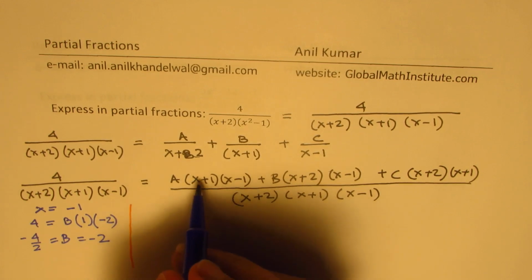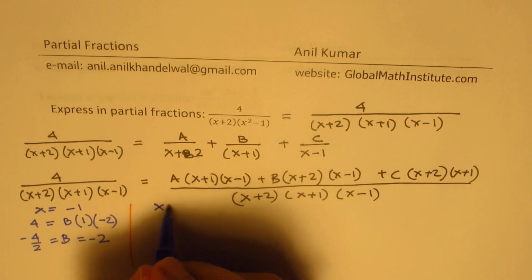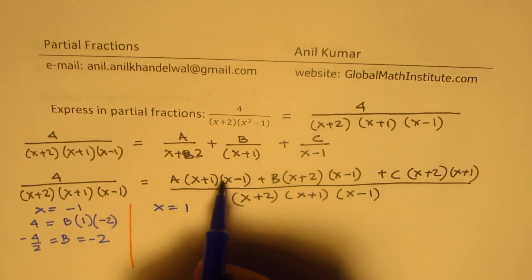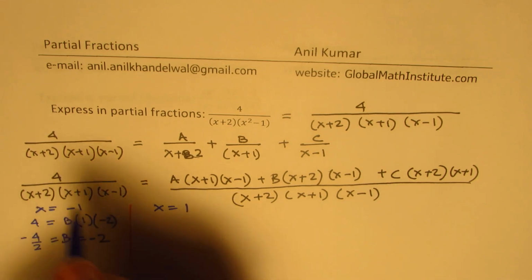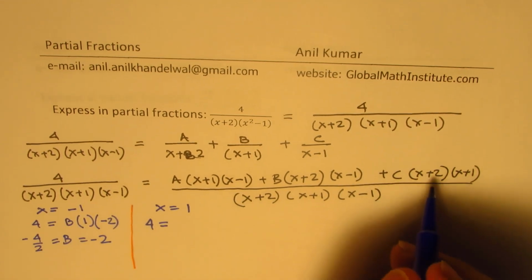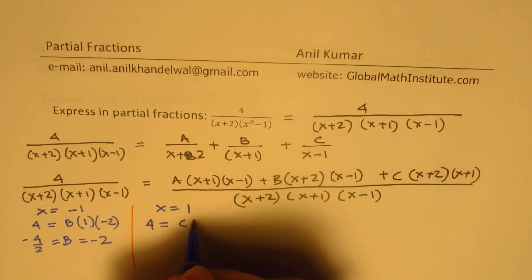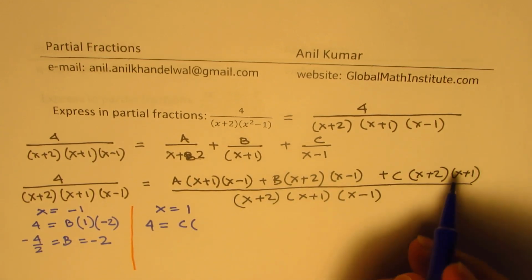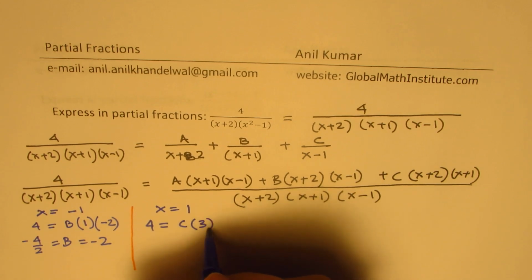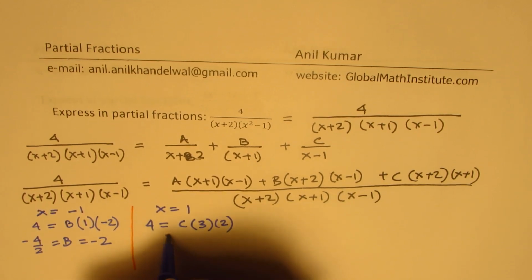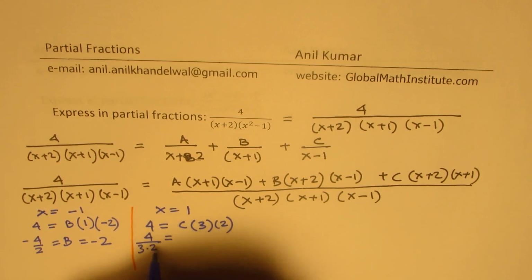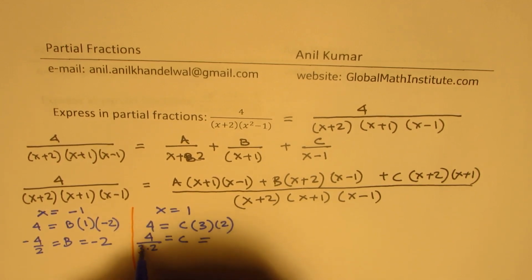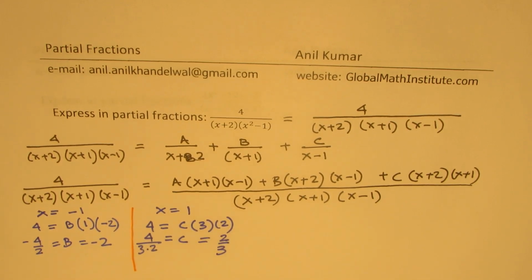Now let's substitute x equals -1. If I substitute x equals -1, then this term is 0. This term is also 0. We get the value for c. Constant 4 now is equal to, substituting 1 here, we get c times 3 plus 3 times 2, right? So c is equal to 4 divided by 3 times 2. So the value of c is 2 over 3.